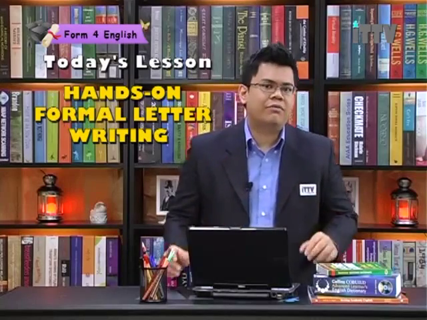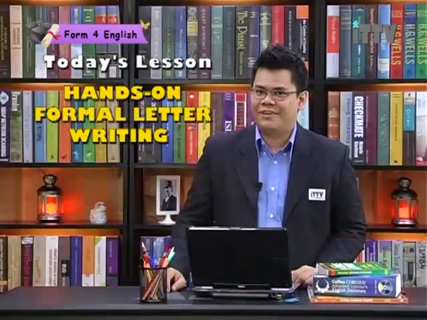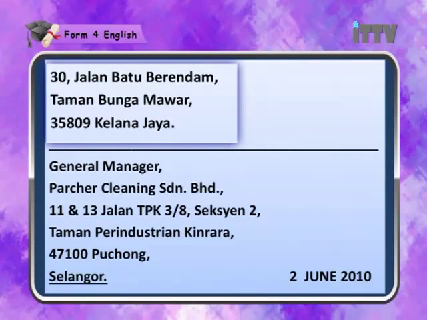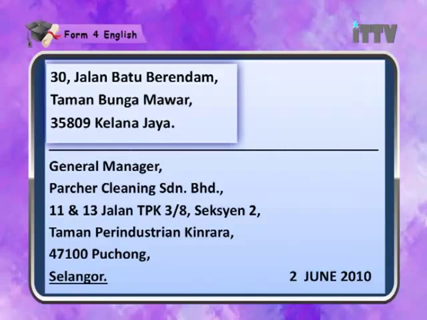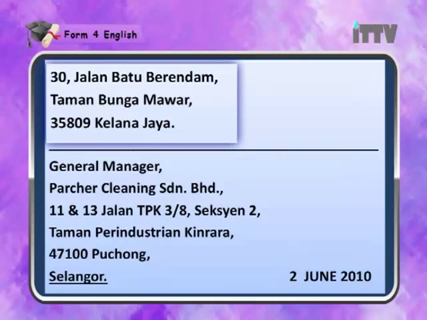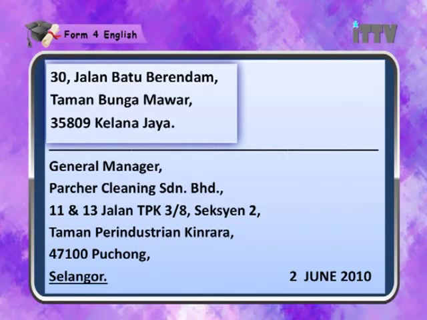Now, we've spoken about formal letters before. Today, we are going to recap what we've learned. Are you ready? Let's begin. Now, we always begin with the writer's address. So here we have 30, Jalan Batu Berendam, Taman Bunga Mawar, 35809, Kelana Jaya.